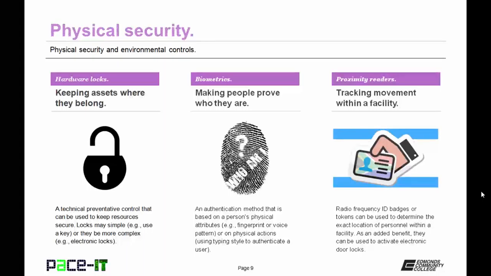Radio frequency ID badges, also known as RFID badges, or security tokens can be used to determine the exact location of personnel within a facility. As an added benefit, they can also be used to activate or deactivate electronic door locks.